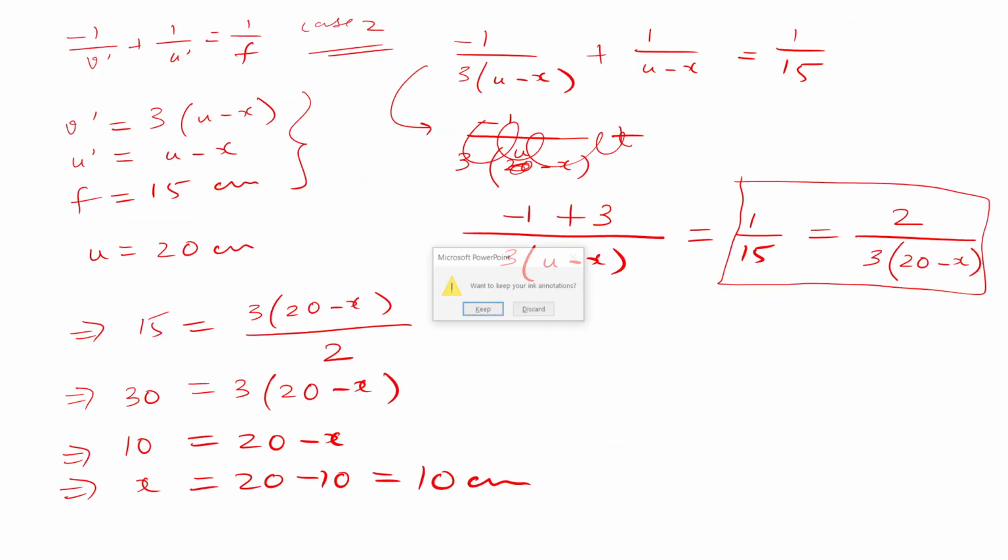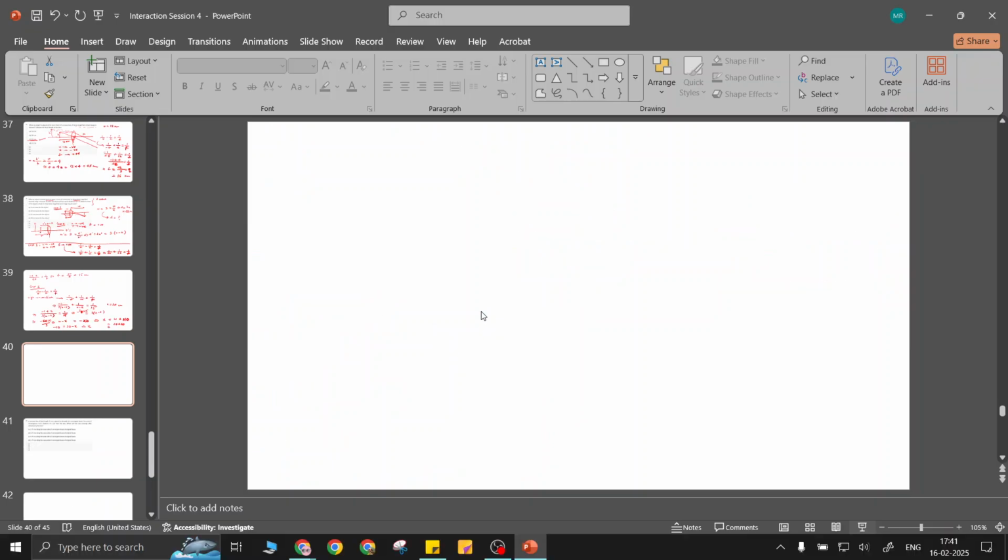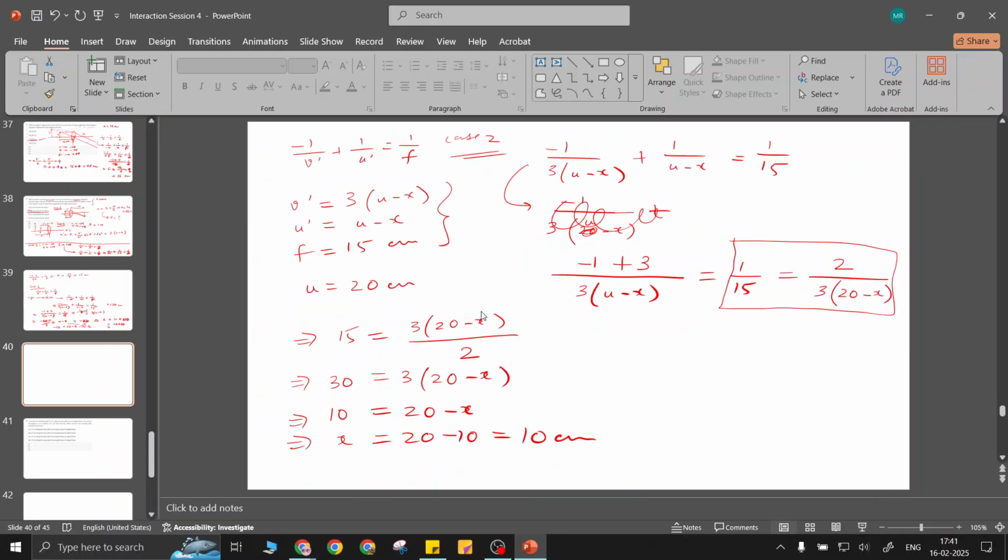Okay, so only these many questions we had for this. We basically discussed refractive index again here, and then did questions based on this.